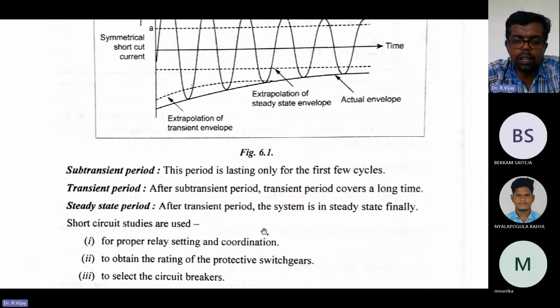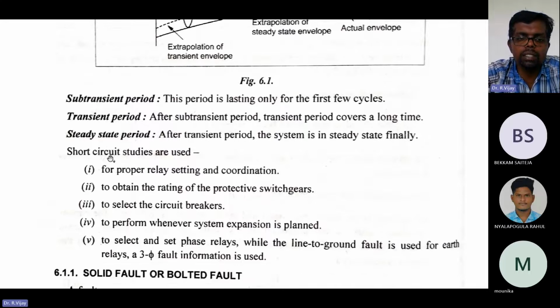Next, short circuit studies are used for... So what are the uses of short circuit studies? This is one of the important 2-mark questions. Short circuit studies are used for proper relay setting and coordination. So, PSM, the plug setting multiplier, and all that you are setting, no? If you analyze the short circuit studies, you can easily go for the relay settings. How long you need to go, how many microseconds or how many nanoseconds you need to give for that particular relay setting, so that the relay sends the signal to the circuit breaker.